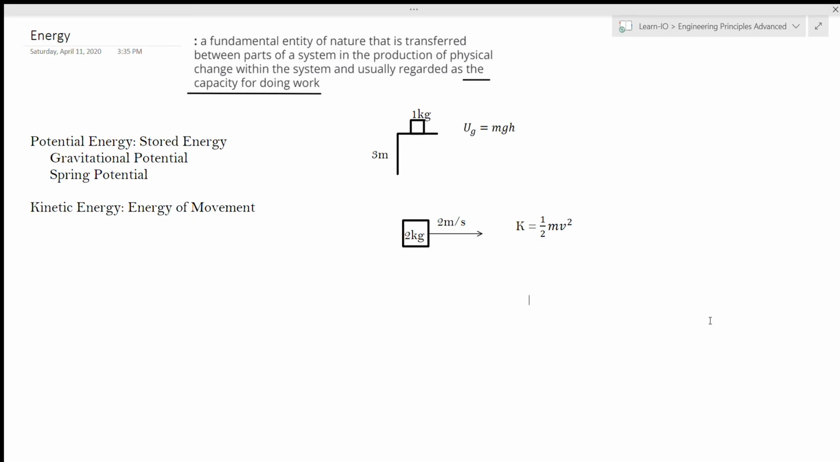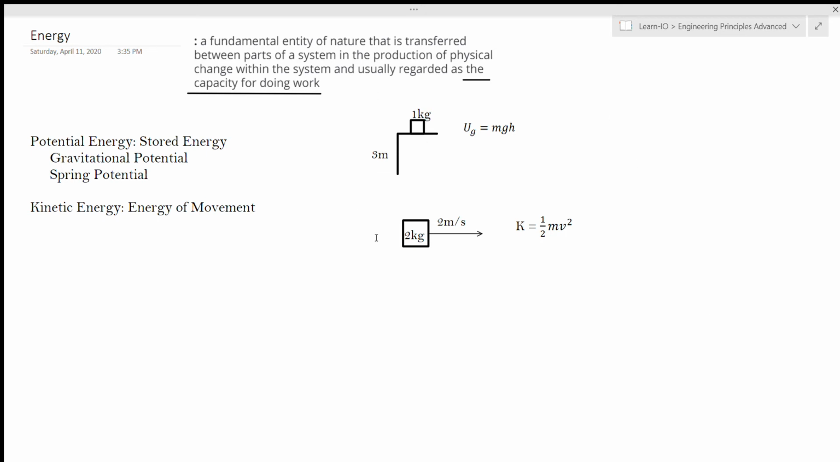So for the sake of this video, we're going to be talking about two main types of energy: potential energy, which is stored energy, and kinetic energy, which is the energy of movement. Underneath potential energy, there's a whole bunch of types. There's gravitational potential, spring potential, and others. But for now, we're just going to focus on gravitational potential. So when I say potential energy, what I really mean is gravitational potential. And to understand how these different energies work, let's just look at some examples.